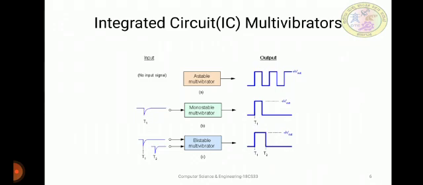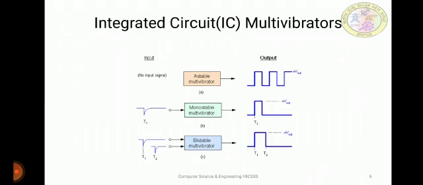Next, we have the monostable multivibrator. As the name indicates, it has only one stable state, but the other is not. One of the states will be stable, but the other state will not be in a stable format. That is why it is called monostable multivibrator. The main application of this is in timers.